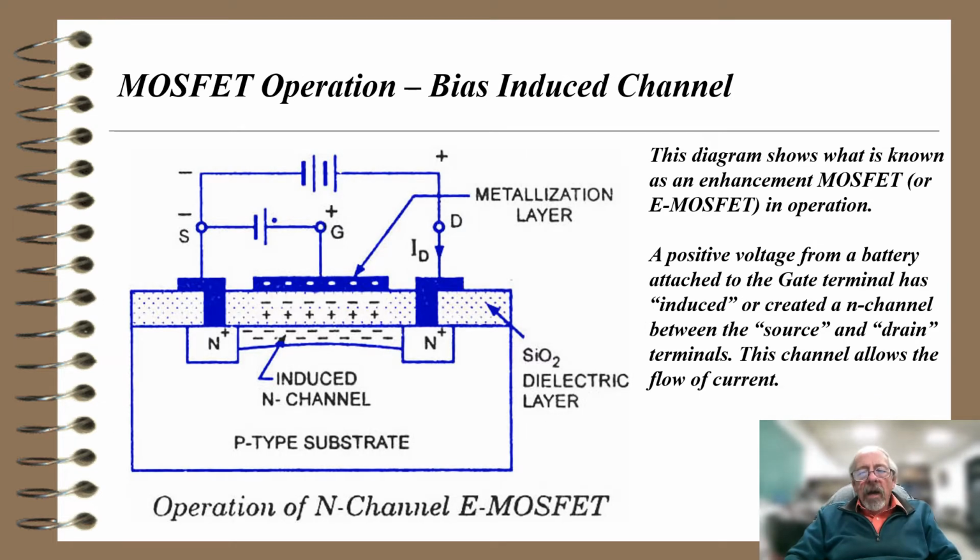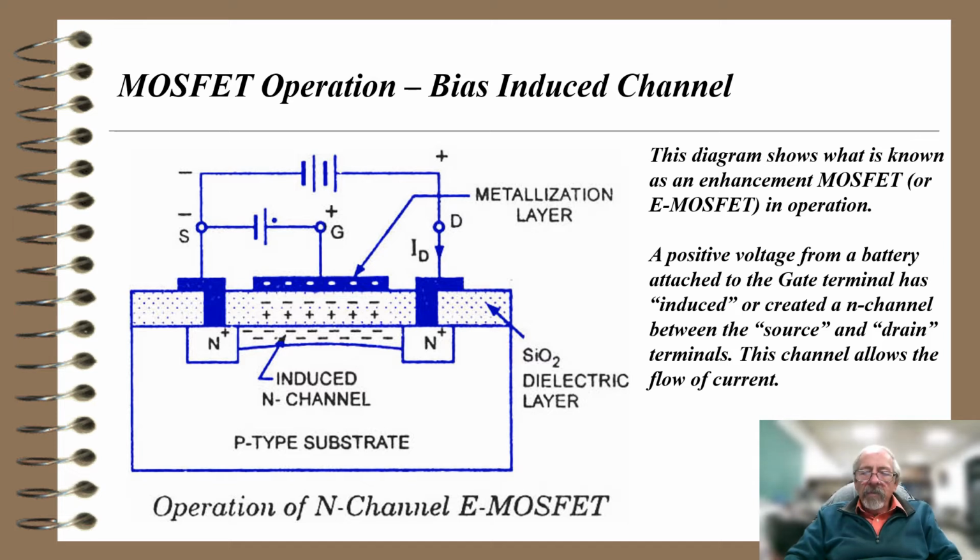So here it shows how this operates. Notice from source to drain, I have a battery up top, and of course this is a little bit different than one we showed before. The positive was on the source and the negative was on the drain, but here we flip them around. Doesn't matter which direction they are, I'll have current flow through the channel if there is one there. So this shows the positive on the gate, forms an induced N channel. Again, the substrate is p-type, but now I have this conduction from the source to the drain, and I can have conduction of current. So again, this diagram shows what's known as an enhancement MOSFET, or E-MOSFET in operation.